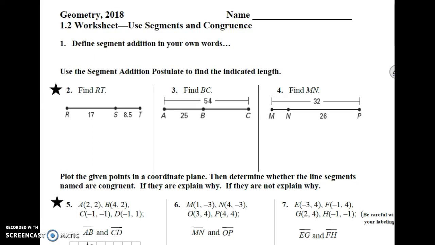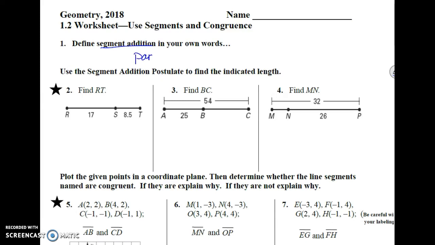Right, gang, we are going to work on worksheet 1.2 on segments and congruence. Remember, we're going to go through all of the starred questions. If you get stuck on anything, feel free to fast forward, rewind, get to the problems that you need to do. In this worksheet, we're going to talk about segment addition.